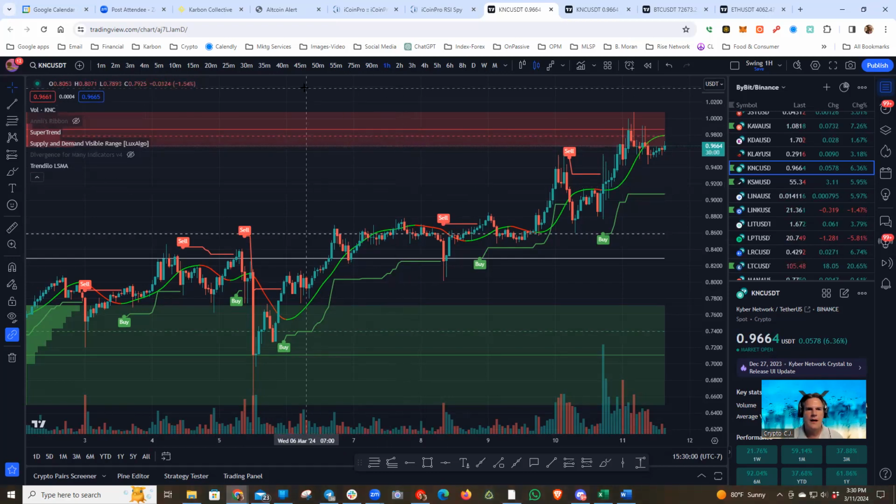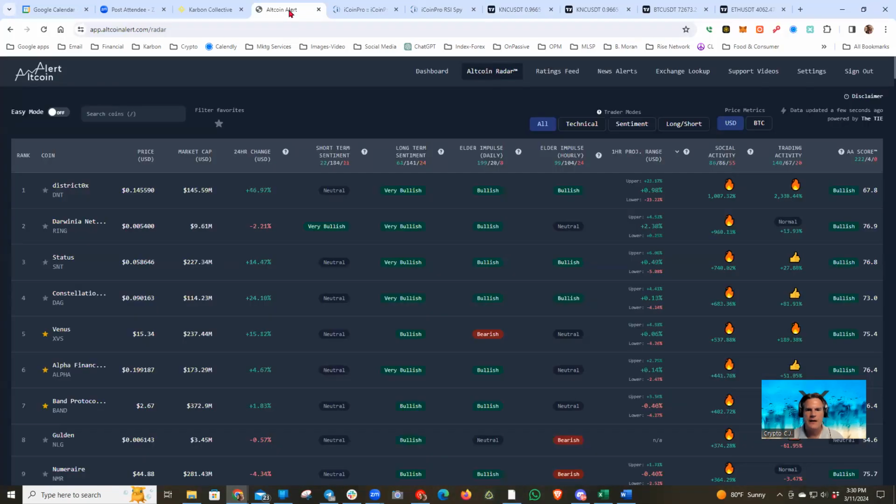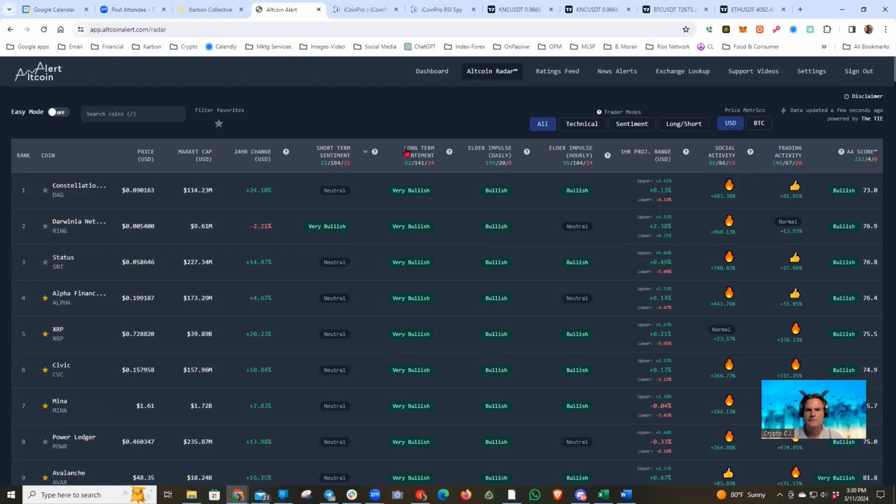Okay, we'll look at one more on Altcoin Alert before we head to iCoinPro. We'll just do a swing trade here with a long-term sentiment sort. So with this one, I'm going to match up with the Elder Impulse Daily sentiment. You can hover over the question mark to see what this actually is. This is what people are talking about on Twitter, and it compares the last 24 hours to the last 20 days. And I'll match that up with the Elder Impulse Daily, which is a technical indicator.